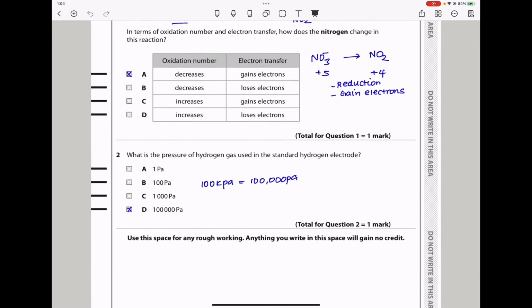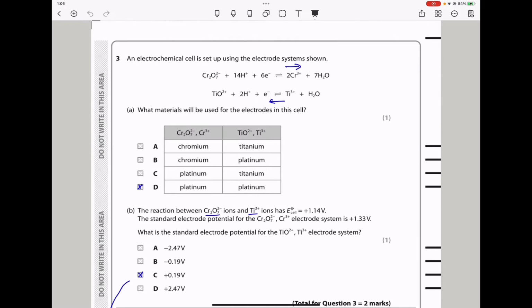So the oxidation number decreases and electron transfer is going to be gaining electrons, so the answer is going to be A. And in question 2, what is the pressure of hydrogen gas used in the standard hydrogen electrode? The pressure is going to be 100 kilopascals or 100,000 pascals, so the answer here should be a D.